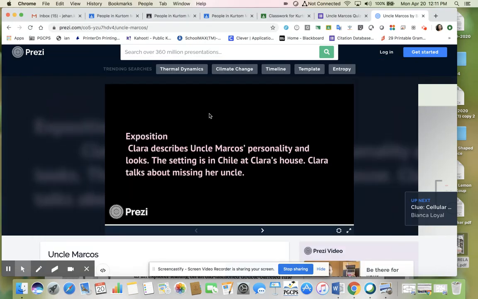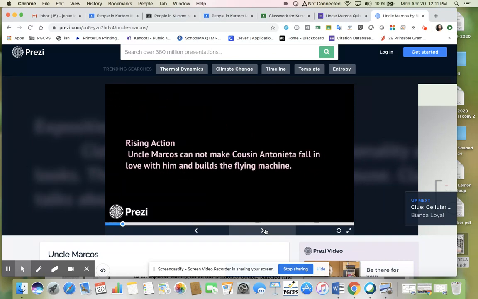Okay, so Clara is very fond of her uncle, and her uncle is an adventurer. Okay, so part of the rising action: Uncle Marcos cannot make cousin Antoinetta fall in love with him. Now, I know some of you were weirded out about that, but as I said before, this story originated close to 100 years ago. And so things were just different back then.